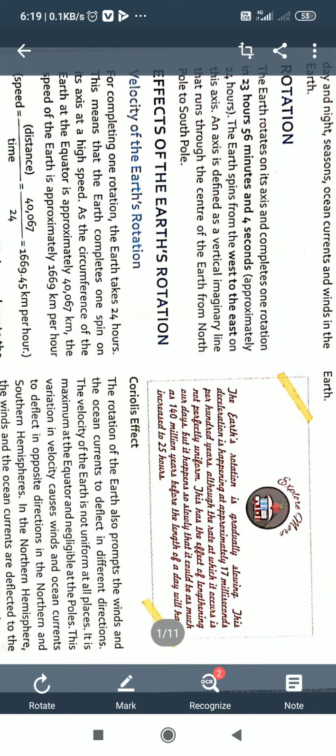As the circumference of the earth at the equator is approximately 40,067 km, the speed of the earth is approximately 1669 km per hour. That speed we get by dividing: speed is equal to distance by time. We can divide distance by time, then we get the per hour speed of the earth. The per hour speed of the earth is 1669.45 km per hour.